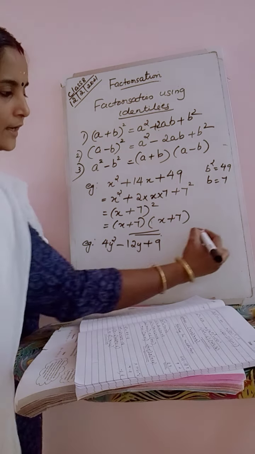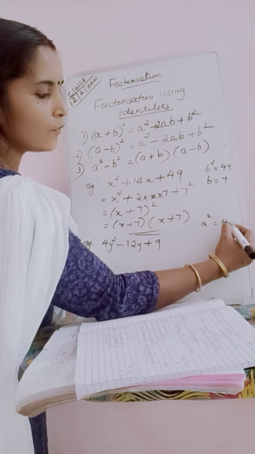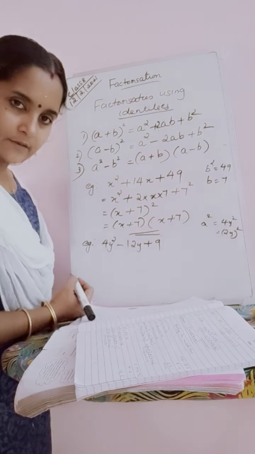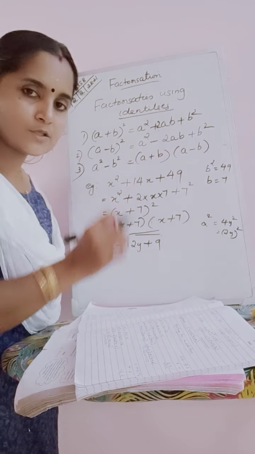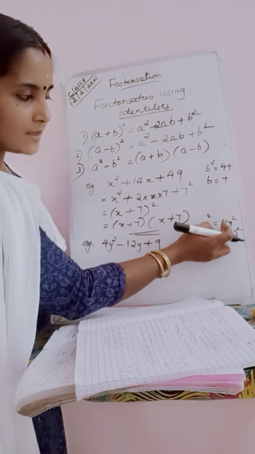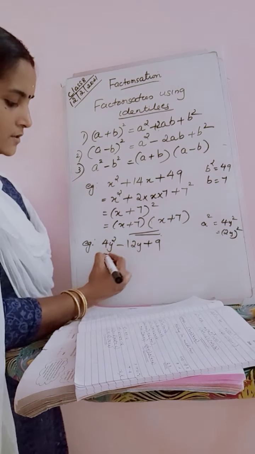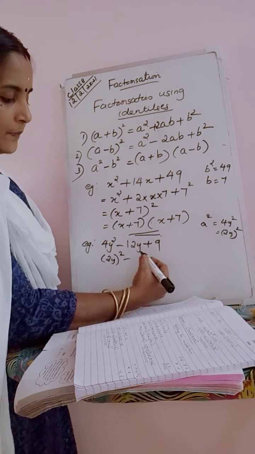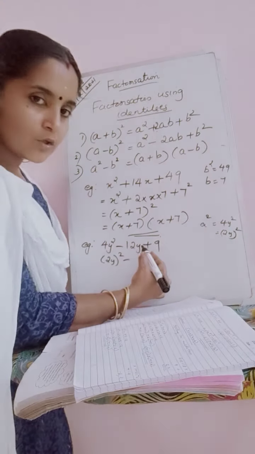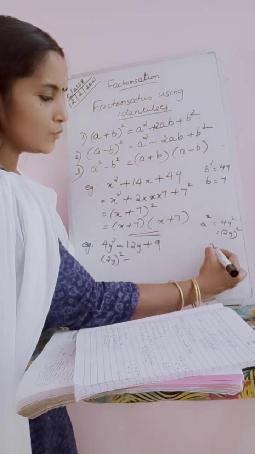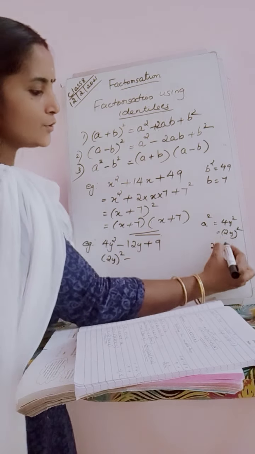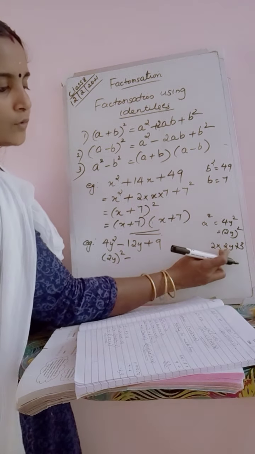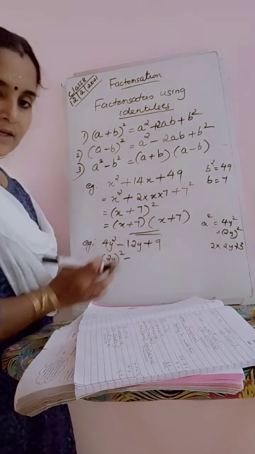So instead of a square we have 4y square. So we can write it as 2y the whole square. We need a term the whole raised to 2. That's why we write this 4y square as 2y the whole square. So 2y the whole square minus, then instead of 2ab we have 12y. So 2 into, what is a here? 2y, and what is b? 3. So we can write 2 into 2, 4, 4 3s are 12y. We get the same term.